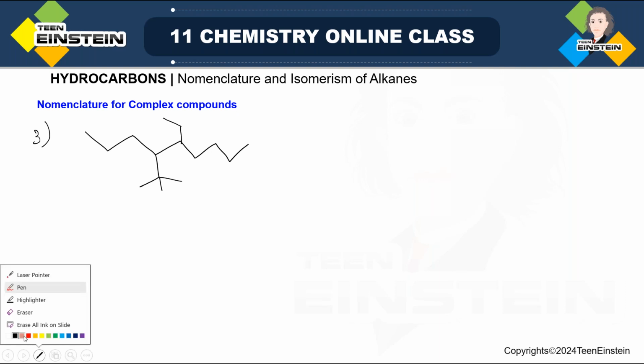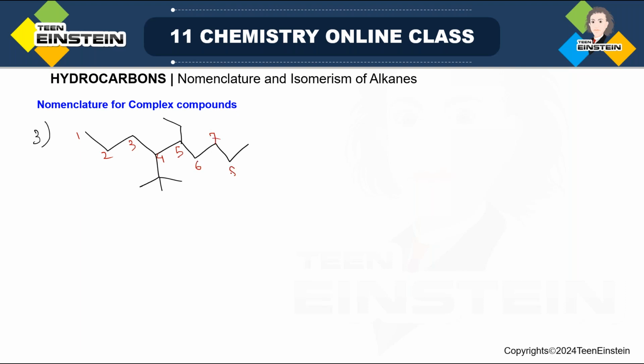So longest chain you can easily understand, and here longest chain should be starting from this side, because if you start from the right hand side at 4 position you will not get the first substituent, you will get the first substituent at 5 position. So that is why this numbering is correct. 6, 7, 8, 9. So at 5 position we have ethyl group, which is simple, there is no complexity. But at 4 position we have this tertiary butyl group. But if tertiary butyl group is fine, but if you actually follow the IUPAC nomenclature, now it will be different.